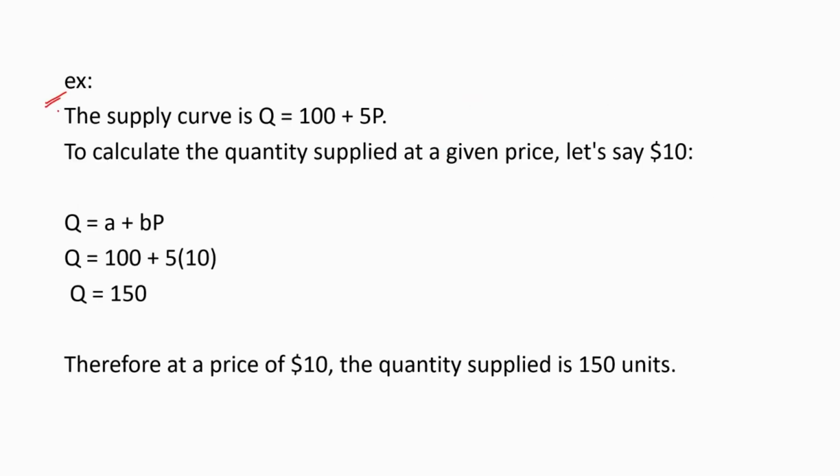Let's do this example. The supply curve is Q equals 100 plus 5P. To calculate the quantity supplied at a given price, let's say $10, we can use the supply curve formula: Q equals A plus BP. Now we can assign the 10 as the price and calculate the quantity supplied. Therefore, at the price of $10, the quantity supplied is 150 units.